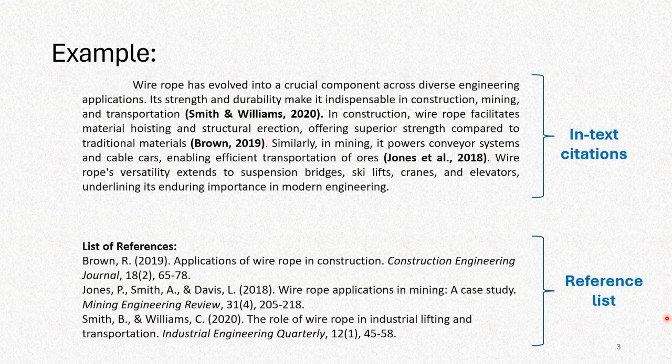Meanwhile, a reference list is a list of the information for the sources you have cited in your paper and is intended to give your readers all the information they need to find those sources. References are usually placed at the end of your writing in a reference list.